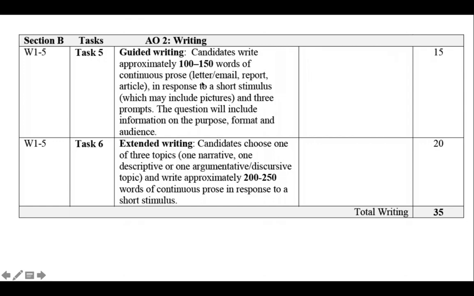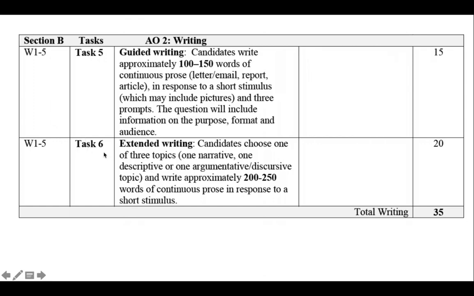Like all this information is given to them. There's always a simple short stimuli that will help them, guide them on what they need to include in this type of writing. So this one is shorter. It's approximately 100 to 150 words that they need to write, and then it assesses all the 5 assessment objectives.